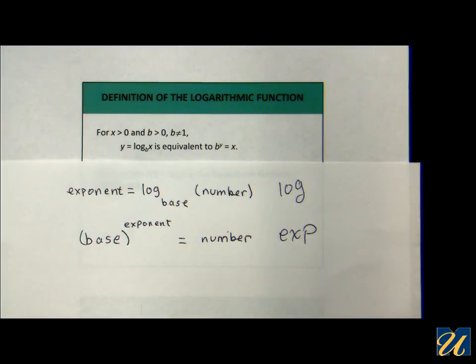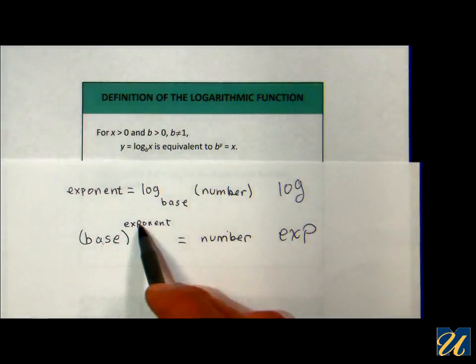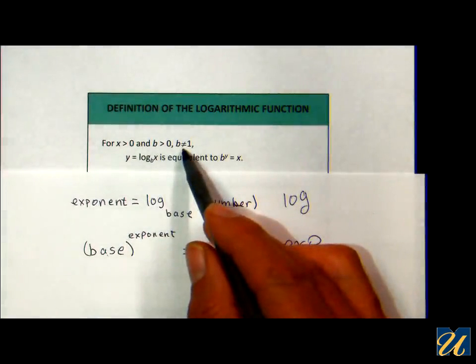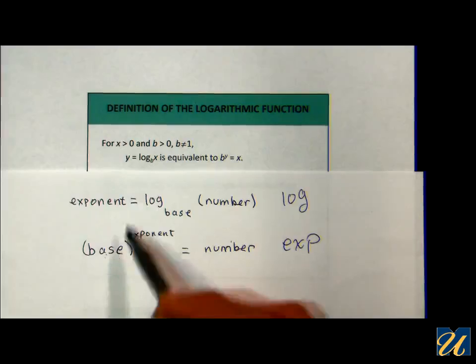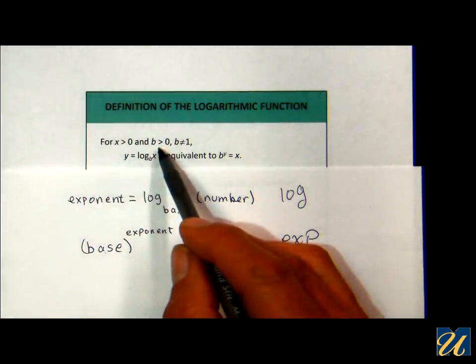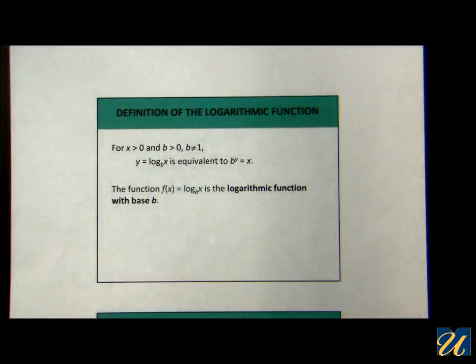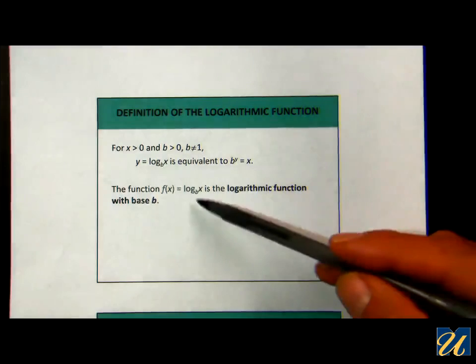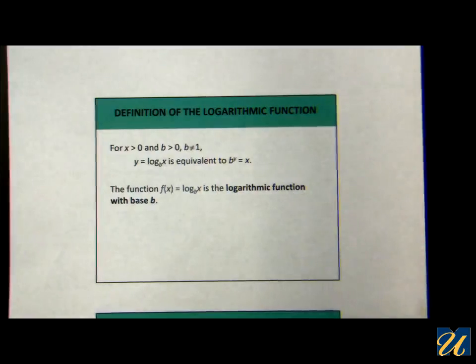Now, just like in the exponential case that b can't be 1 because 1 to any power is 1, we also restrict here the definition of logarithm to be b not 1. And in the exponential case, this base has to be positive, and we also restrict that as well in the logarithmic form. So the function y equals log base b of x is called the logarithmic function with base b.